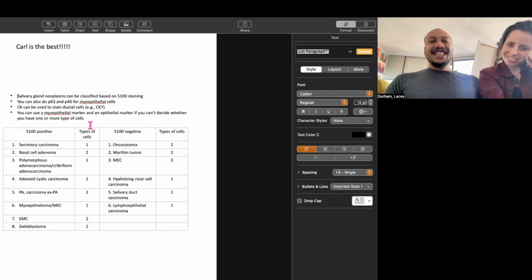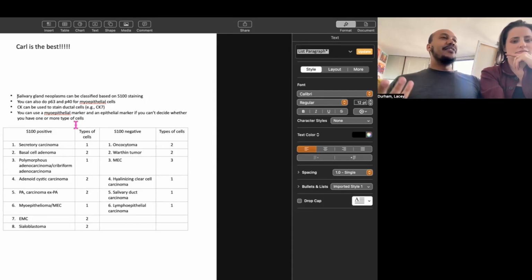Okay. So if you can't decide, then you can use a stain to see if you have an epithelial component, and the stain that you can use, for example, is CK7. And then you can use a myoepithelial stain to decide whether you have myoepithelial cells or not. An example for that would be p63 stain.